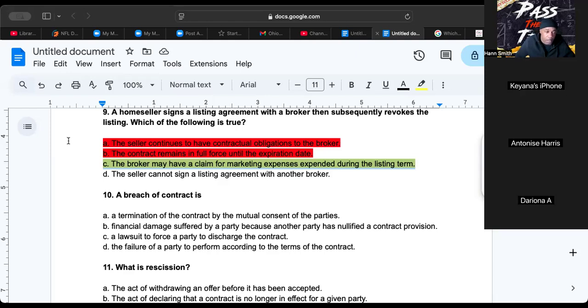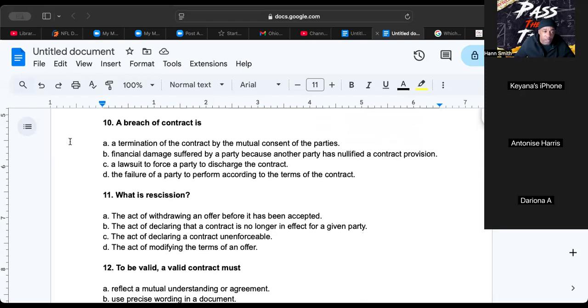All right. All right, here's another definition question. We need to know what a breach of contract is. What is a breach of contract? A, is it a termination of a contract by mutual consent of the parties? B, financial damage suffered by a party because another party has nullified the contract provision? Is it C, a lawsuit to force a party to discharge the contract? Or D, the failure of a party to perform according to the terms of the contract? I'm going to get rid of B, the longest answer. All right. We need to get rid of one more.